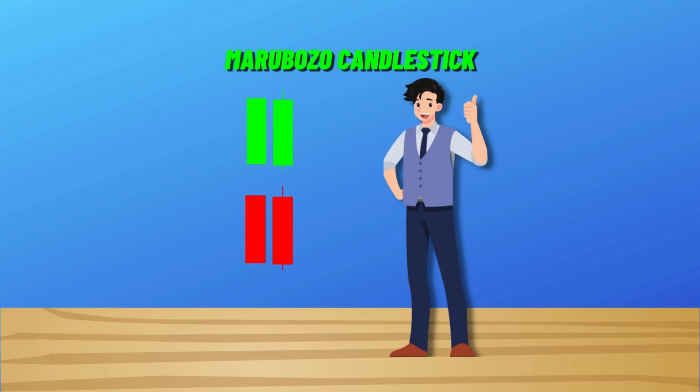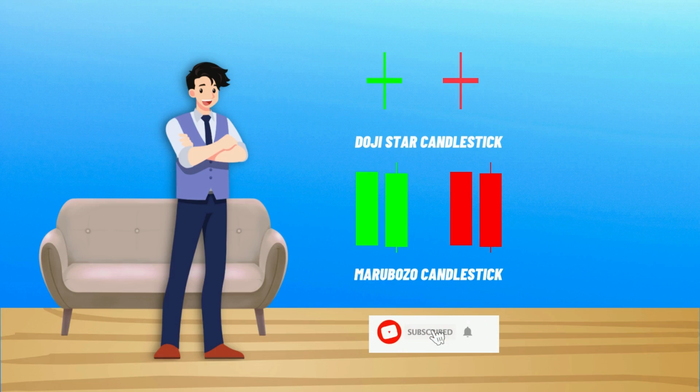Now we will understand the Marubozo candlestick. Friends, a bearish Marubozo and a bullish Marubozo candlestick need to be formed to confirm the Morningstar pattern. Marubozo candlesticks are direction biased, that is, Marubozo candlesticks present bearishness and bullishness. Marubozo candlesticks are usually larger in size and have no wicks or have a smaller wick. Friends, this was a brief introduction about Doji star and Marubozo candlesticks.